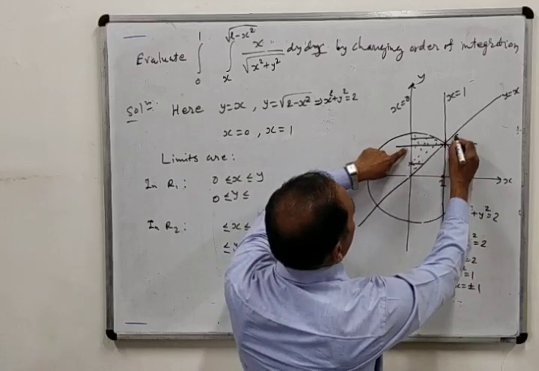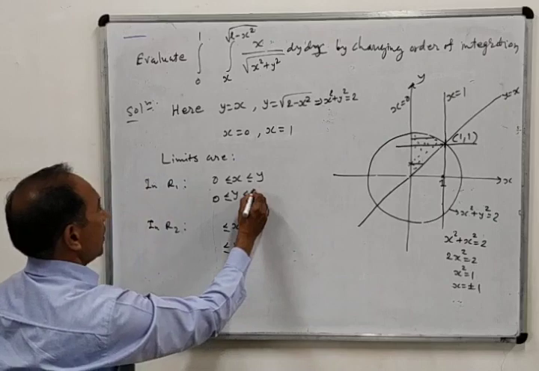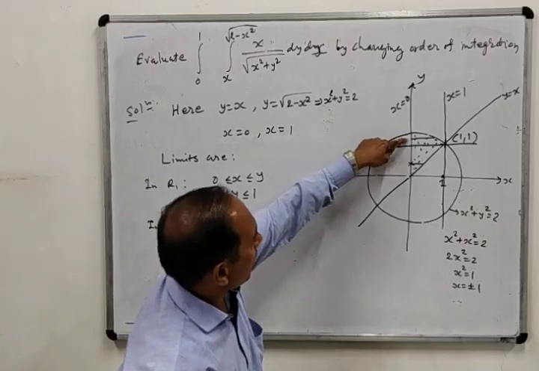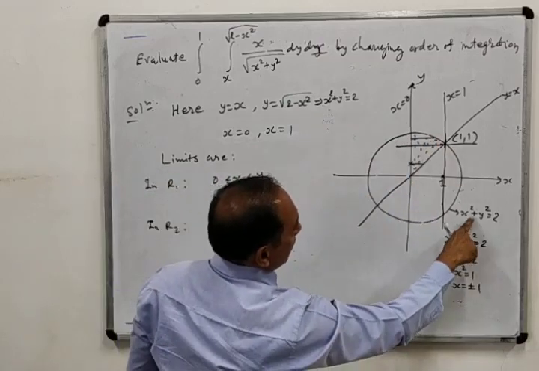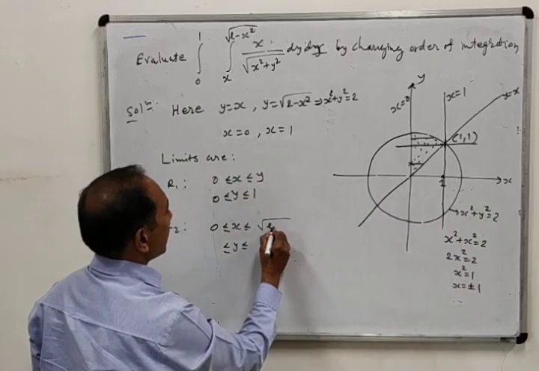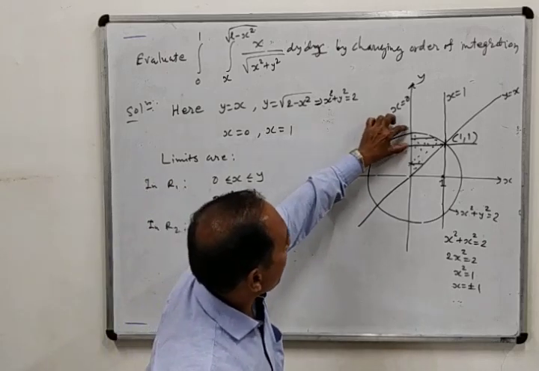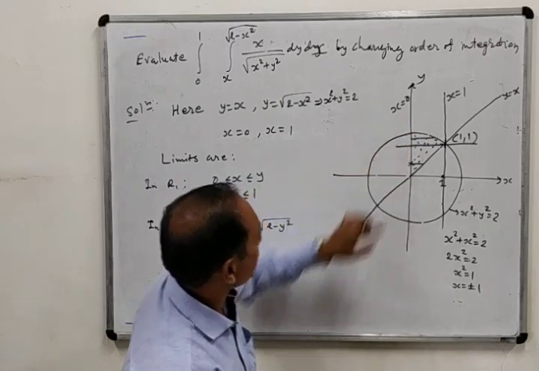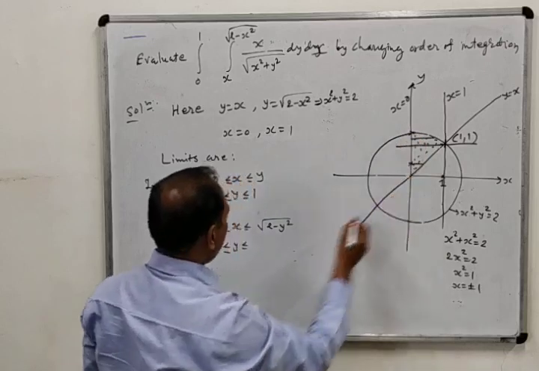Actually at this point x is 1. So y equal to x, so y is also 1. So this y is 1. Similarly in R2, here x equal to 0, and here this point lies on the circle. So x equal to root of 2 minus y square. And the limits of y are between this point and this point. So here y equal to 1, and here y equal to root 2, because the radius of the circle is root 2.